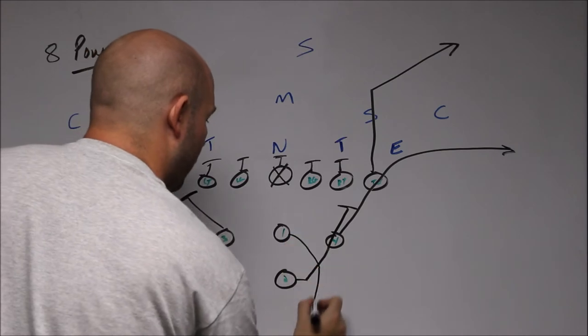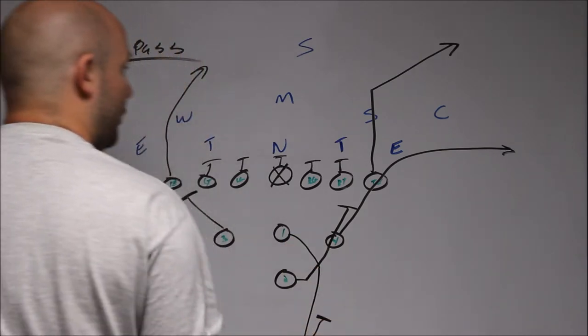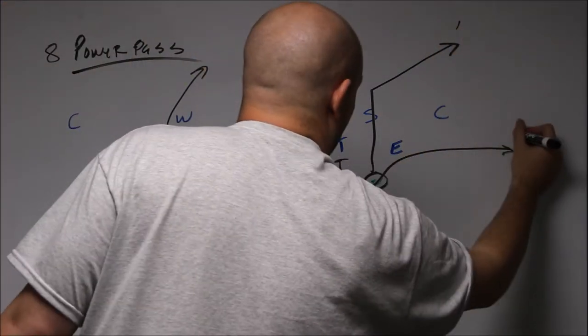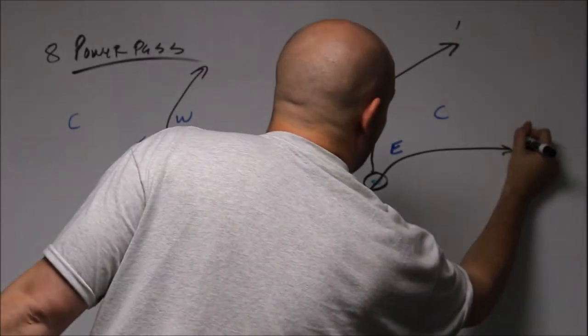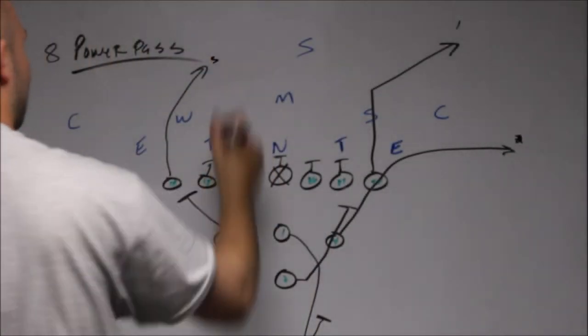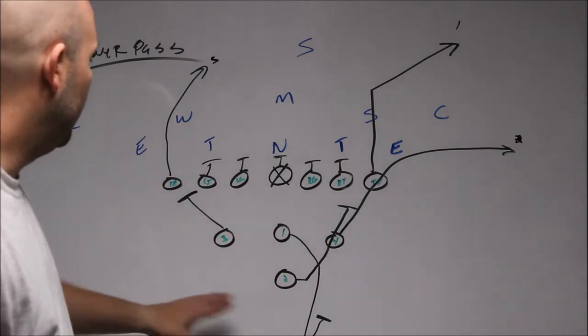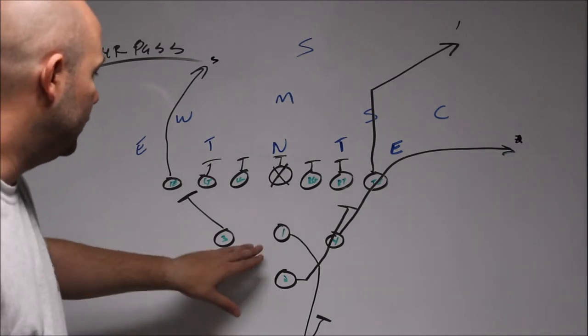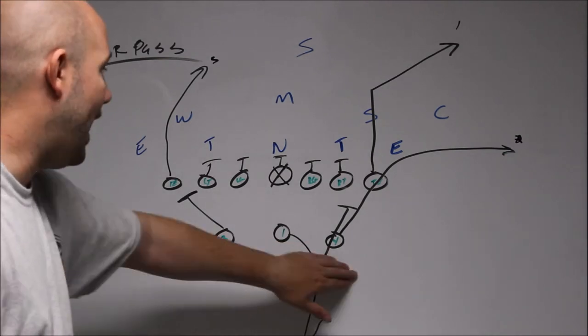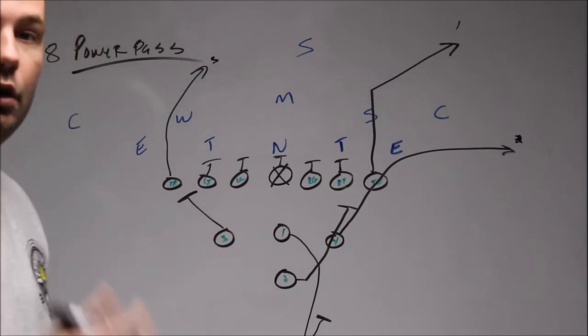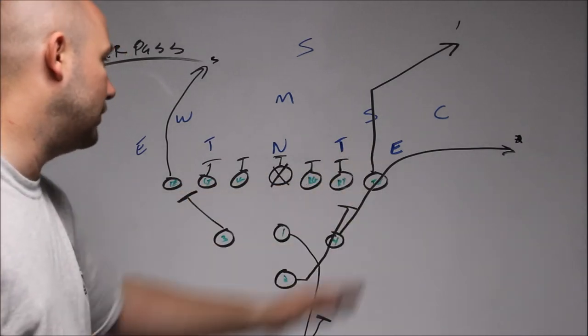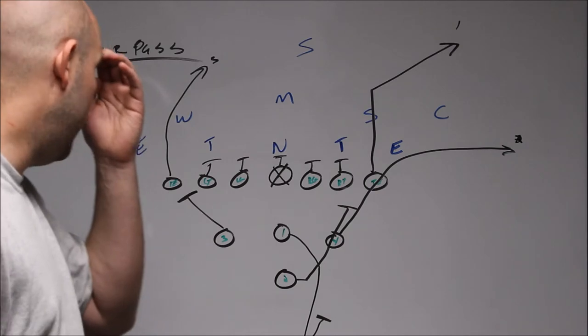We're faking power. The QB fakes power, gets a little depth. We want to look to hit the corner first, then the flat two, and then the skinny post three, okay? Now, you can see this looks like power. This is the power play as far as the backfield action goes, okay? So once you hurt the defense with power a couple times, this play will hit big for you.